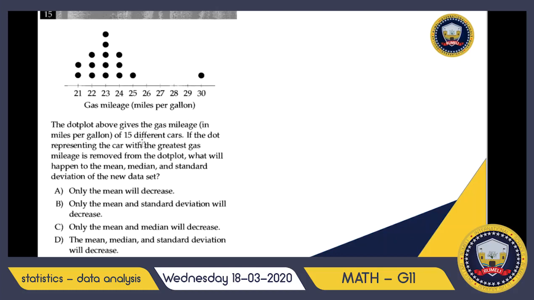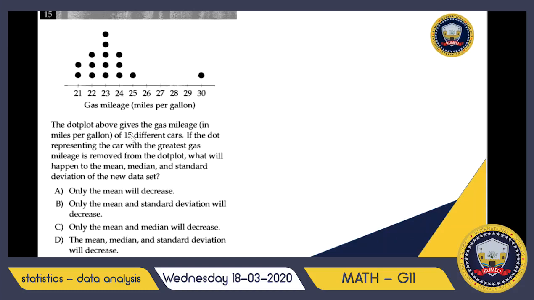So guys, let's start one by one. Let's start with the median. Before this car is removed, n in this case is 15, so the point which is at the middle is the sample with the index 8. It's already ordered, so the median is the car which has the index 8. So in this case the median is 23.